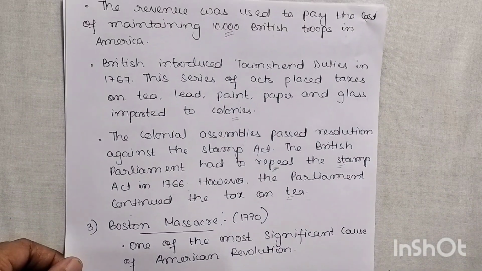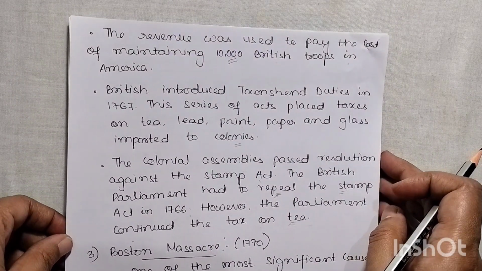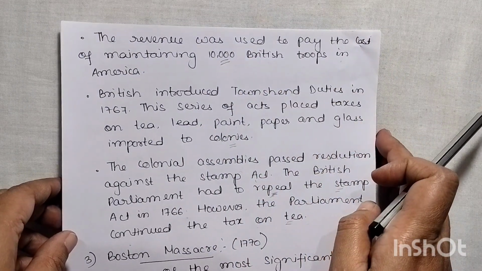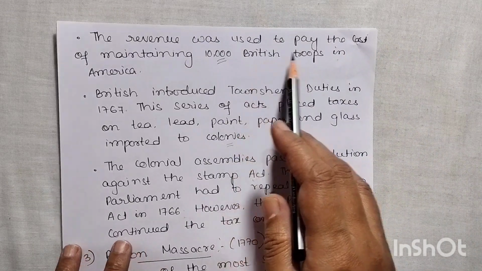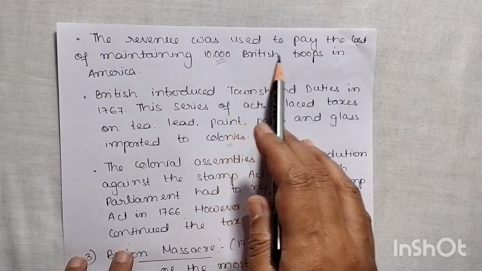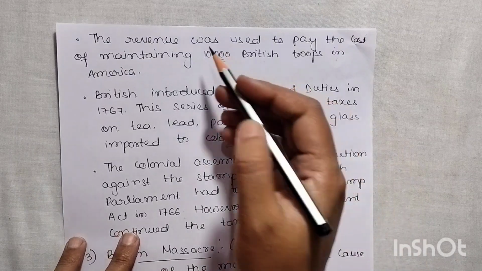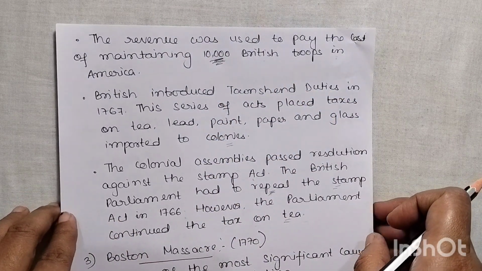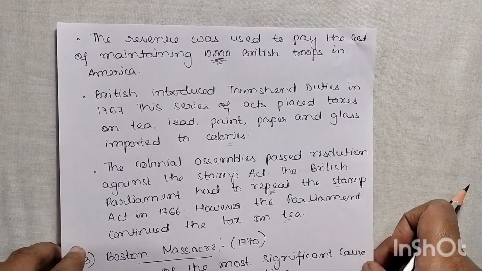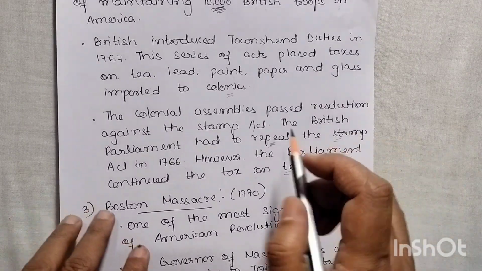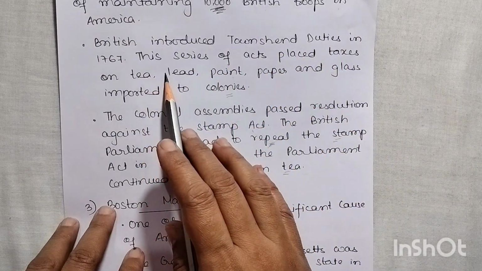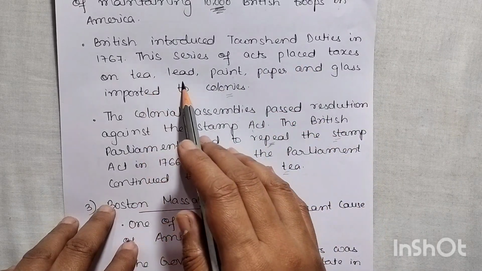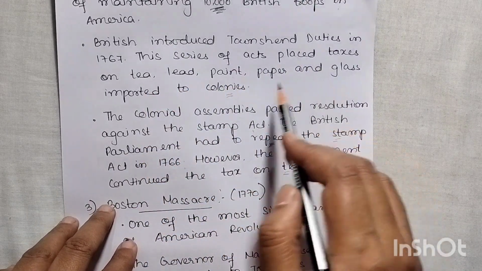Now, the revenue was used to pay the cost of maintaining 10,000 British troops in America. Whatever revenue they were generating from these taxes, they were using to maintain 10,000 British troops in America. See, they had to maintain a huge British force, and for this they needed a lot of money. So what were they doing? They were imposing taxes on the colonial people. The British introduced the Townshend duties in 1767. Now one more tax. This series of acts placed taxes on tea, lead, paint, paper and glass imported to the colonies.